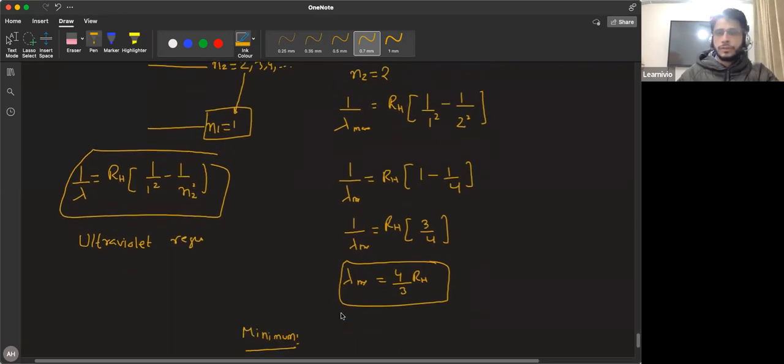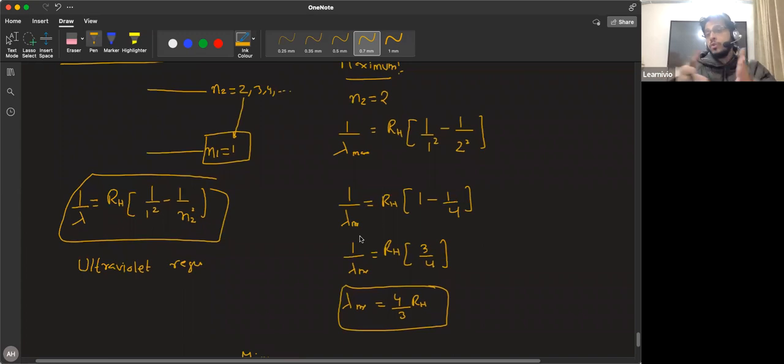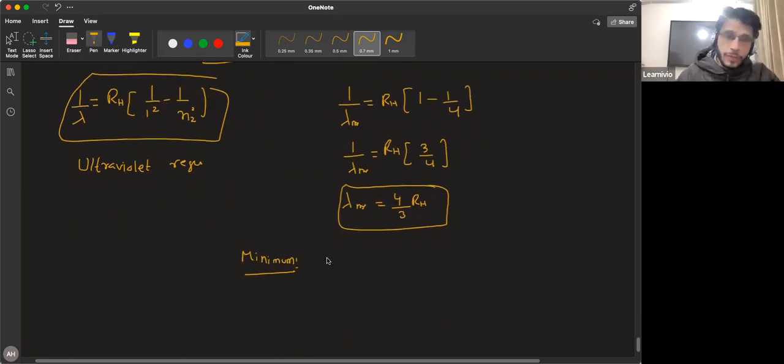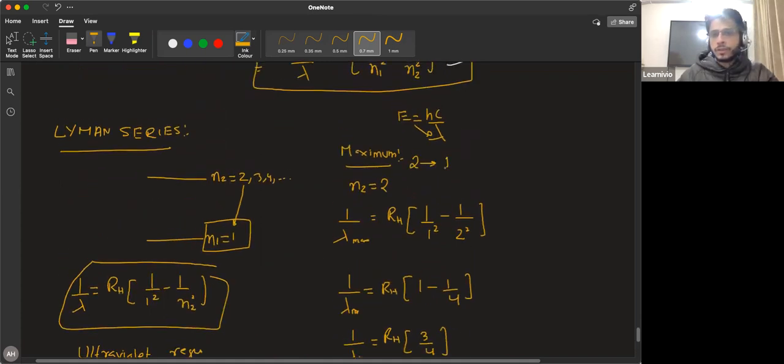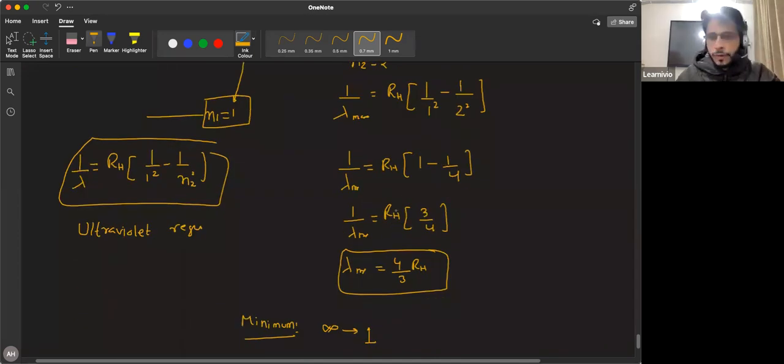So 1 to 2? No, in 1 to 2, the energy difference is minimum. The 2 to 1 is the first transition. What is the last transition? Infinity. Yeah, infinity to 1. So this 2 to 1 is the transition that corresponds to maximum wavelength.